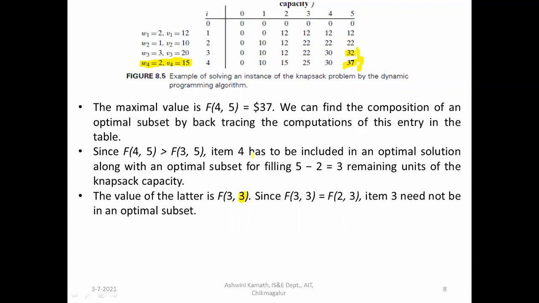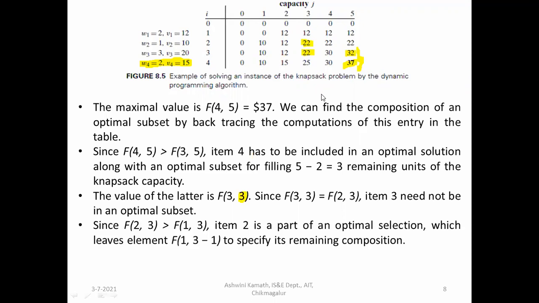So skip that. Check with the third item and the remaining capacity. What is f of 3, 3? It is 22. And what is f of 2, 3, the previous item? It is also 22. These two are equal. That means item 3 is not included in the knapsack. I hope you are getting it. Since these two values are equal, item 3 is not included in the knapsack.